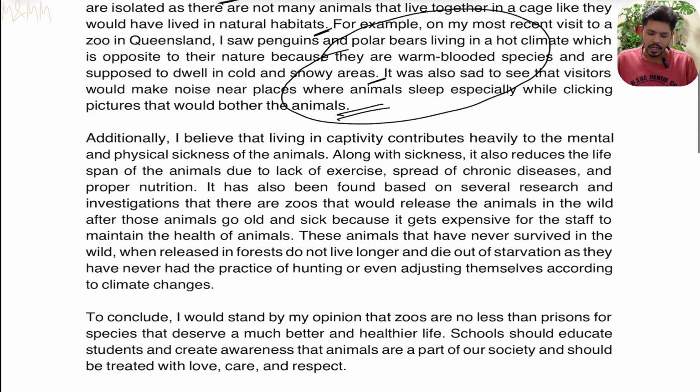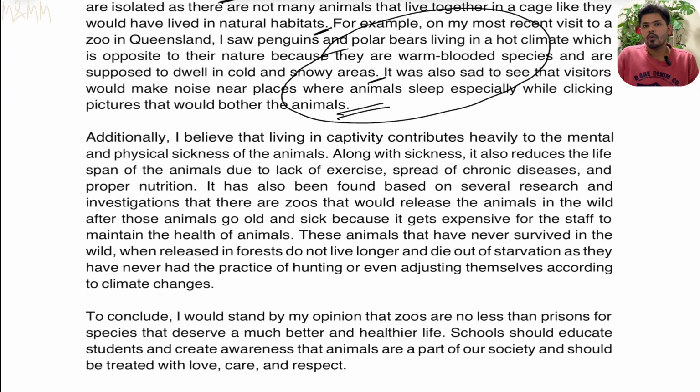Next paragraph. Now, because I am giving more and more information about my point of view, about why I feel this, why my mindset is set that I don't want to support zoos, I'm giving more and more ideas, and hence I've used the word additionally. I believe that living in captivity contributes heavily to the mental and physical sickness of the animals. Again, I've shared another reason why I feel that. Along with sickness, it also reduces the lifespan of the animals due to lack of exercise, spread of chronic diseases, and proper nutrition. So, I have shared more and more ideas.